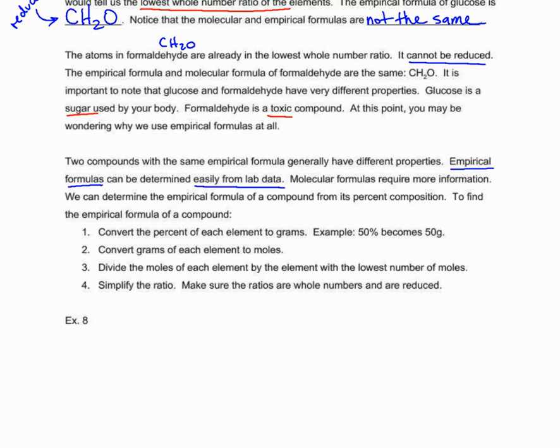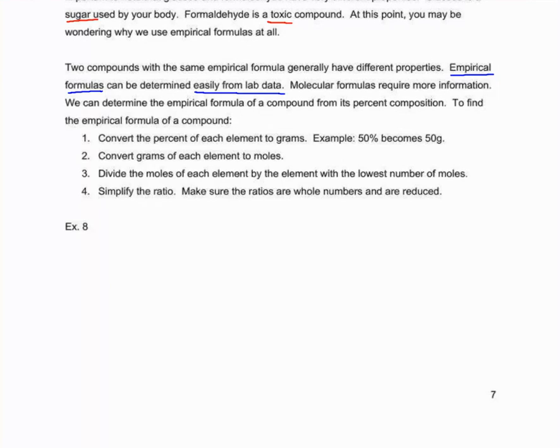So to find the empirical formula of a compound, we've got some steps here. Step 1, convert the percent to grams. For example, if you have 50%, we just make it 50 grams. It makes it easy to work with. Then you'll convert the grams to moles, divide by the lowest number of moles, and then simplify the ratio. So let's look at a couple examples. It's really easier to see how it works than to read about it.